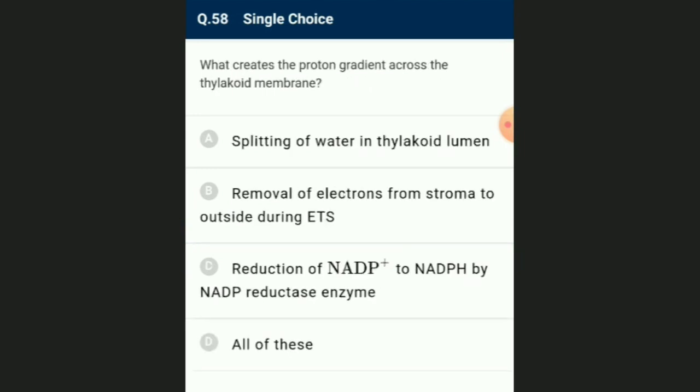Question number 58. What creates the proton gradient across the thylakoid membrane? In chloroplasts, the generation of a proton gradient across the thylakoid membrane is coupled with ATP synthesis. This coupling of ATP synthesis with the development of a proton gradient was proposed by the British biochemist Peter Mitchell in 1961 in his famous chemiosmotic hypothesis. Chemiosmosis is the process of moving protons across the membrane, resulting in the generation of an electrochemical gradient that can be used to drive ATP synthase. So the answer is option D. All of the statements create the proton gradient across the thylakoid membrane.